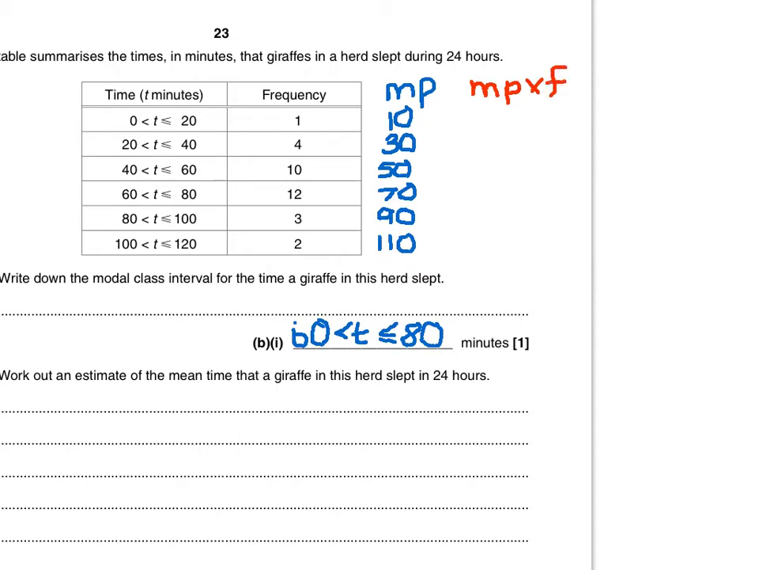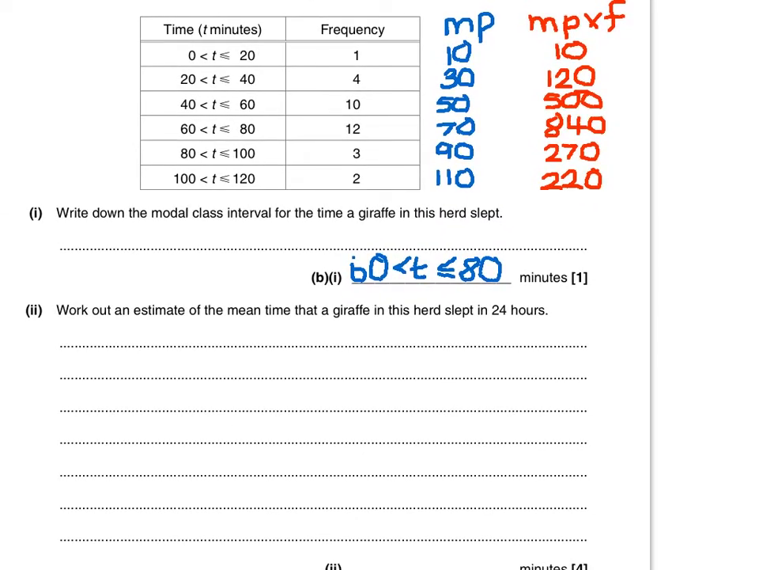So 1 times 10 is 10. 4 times 30 is 120. 10 times 50 gives us 500. 12 times 70 is 840. 3 times 90 is 270. And 2 times 110 gives us 220. So now all we need to do is add up the totals.